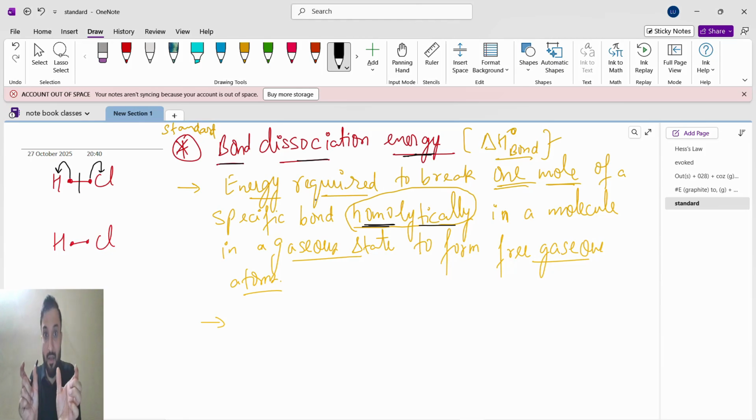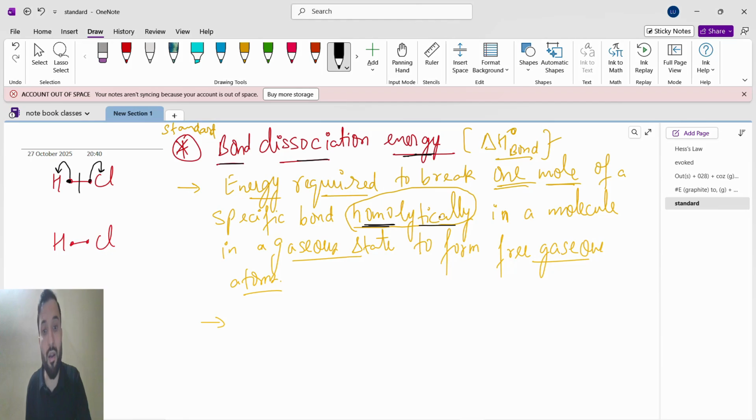So that is same. Same means the same number of electrons will go to each atom. You can see 1 electron will go to this atom, 1 electron will go to this atom. So it's called homolytically, meaning the same number of electrons will go to each atom.